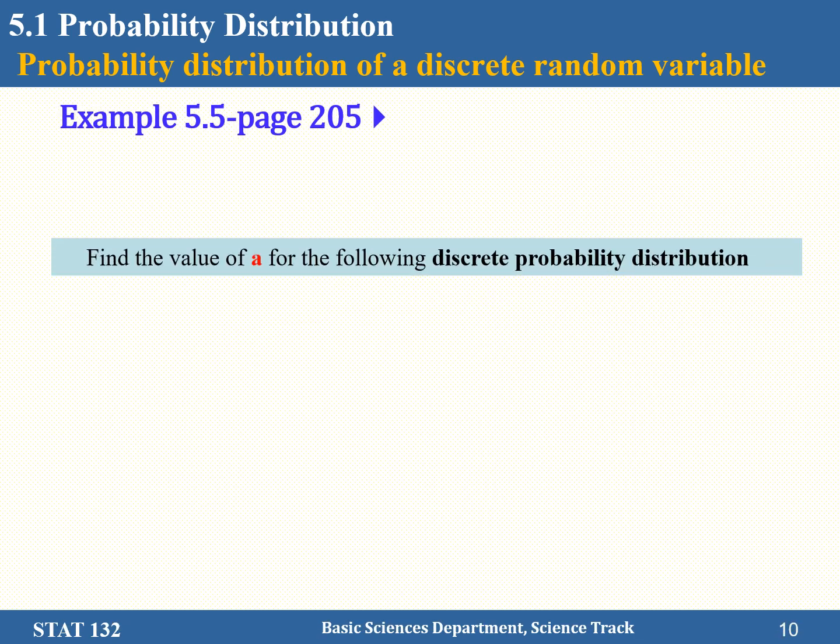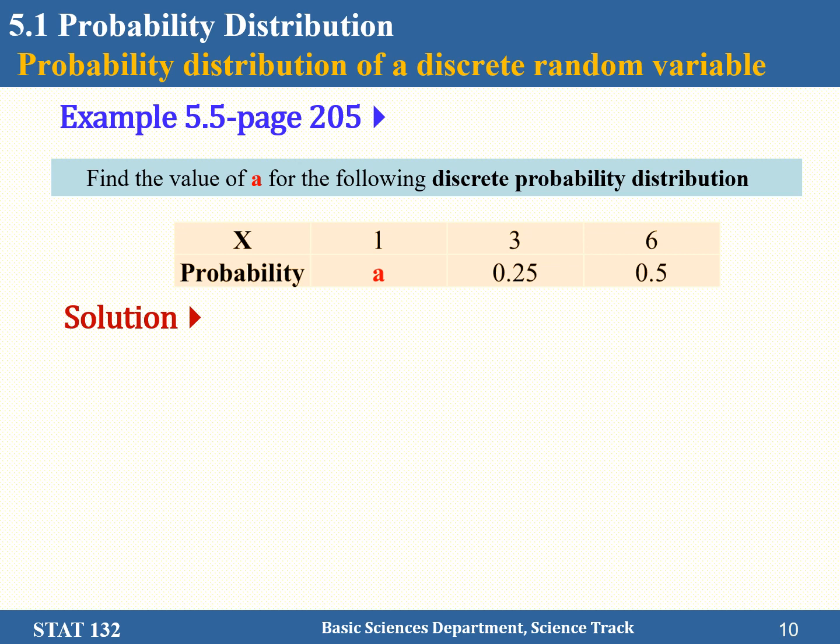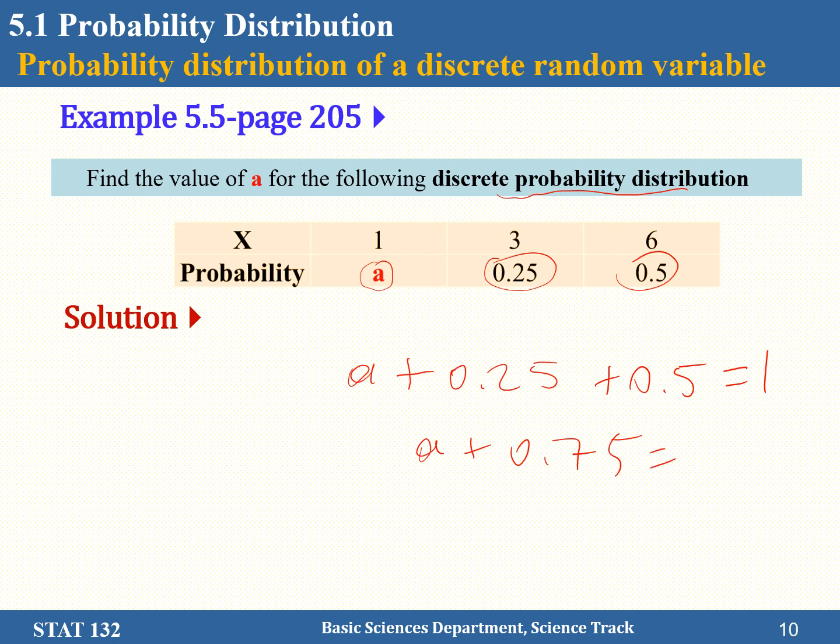Now let's look at these examples. Find the value of A for the following discrete probability distribution. Now here is the discrete probability distribution. So we know the sum of the probabilities will be equal to 1. So we can directly say A plus 0.25 plus 0.5 is equal to 1. So this will give you A plus 0.75 is equal to 1, and this will give you A is equal to 1 minus 0.75, which is 0.25.